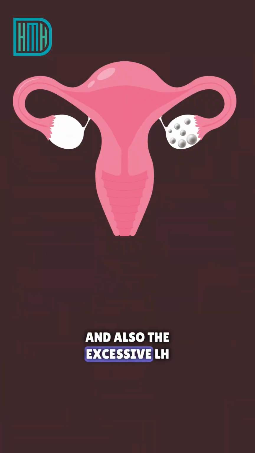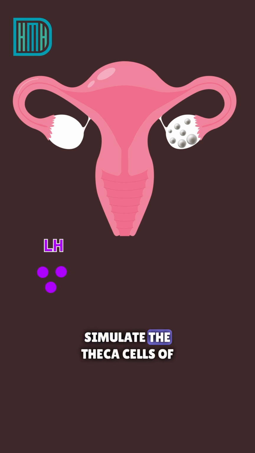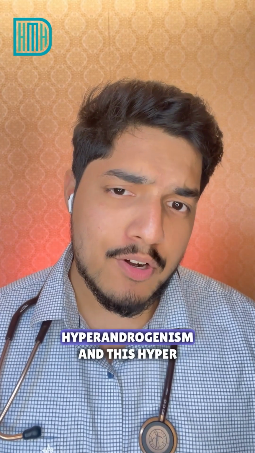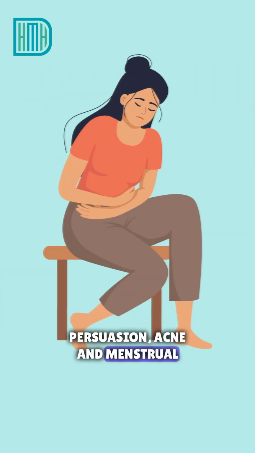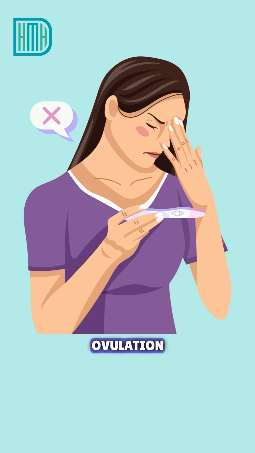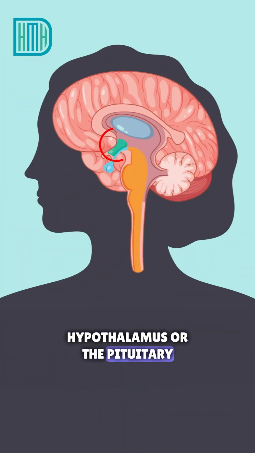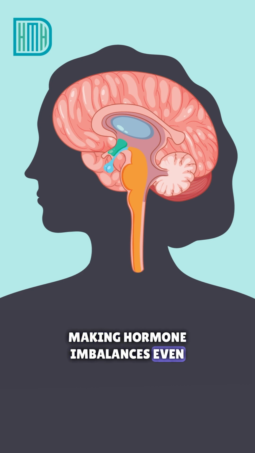And also the excessive LH stimulates the theca cells of the ovaries directly and they secrete excessive amounts of androgen. Androgen being a male hormone causes hyperandrogenism, and this hyperandrogenism causes hirsutism, acne, and menstrual irregularities. Patients may also present with infertility due to the lack of ovulation. These androgens may also have a negative feedback on the hypothalamus or the pituitary, making hormone imbalances even more complicated.